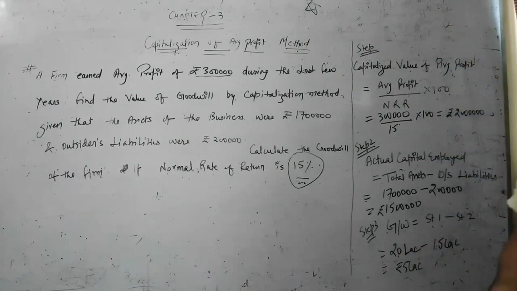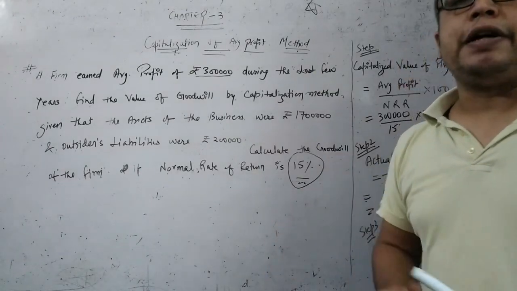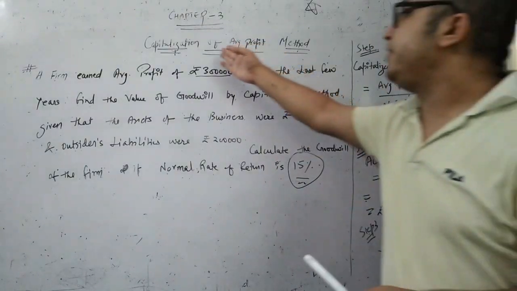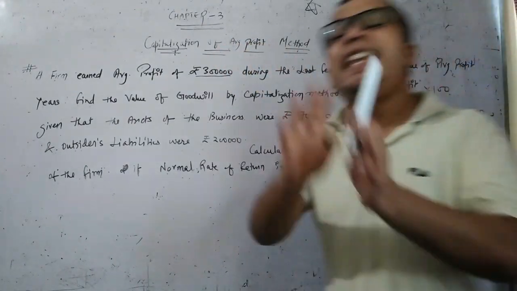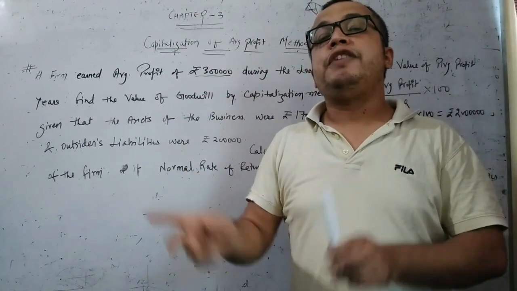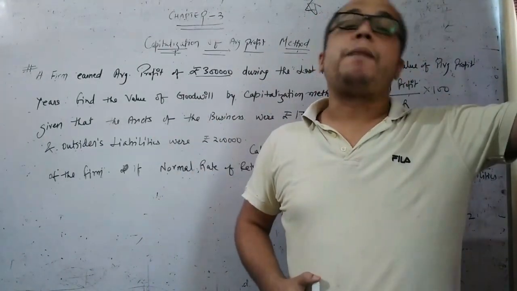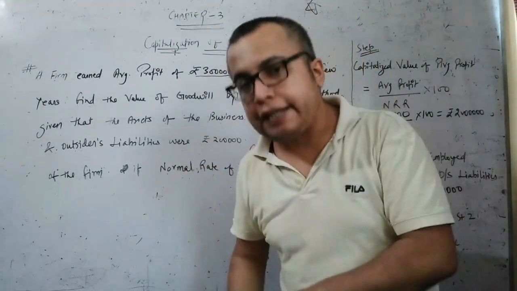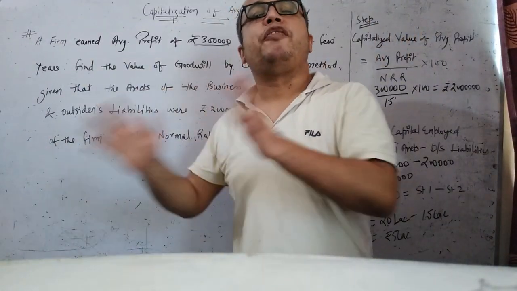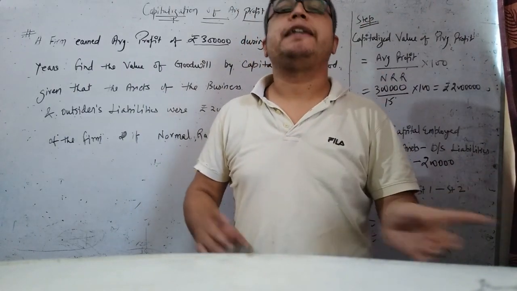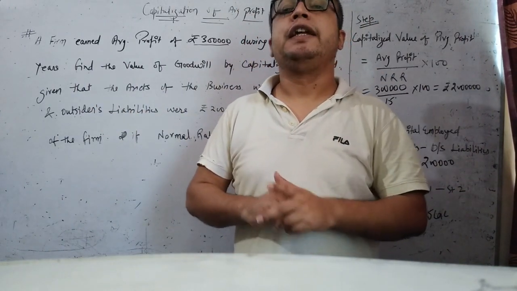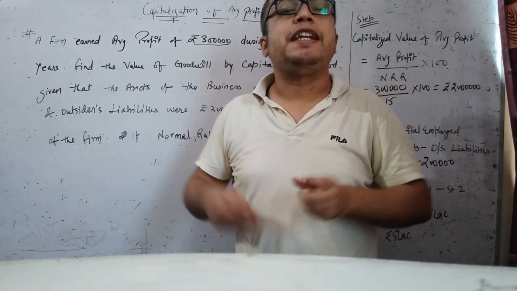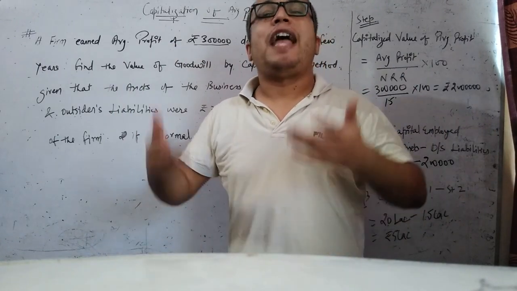Now, once you get the value of goodwill, you should remember that the value of goodwill which we get through the capitalization of average profit method is equal to the value which we computed from the capitalization of super profit method. I'm repeating it again. The answer which you get through the capitalization of super profit method and the answer which you get through the capitalization of average profit method are always the same, because in both cases we are using capitalization of extra profit.